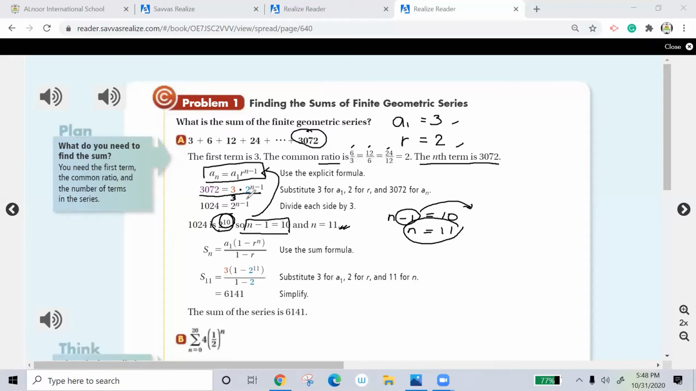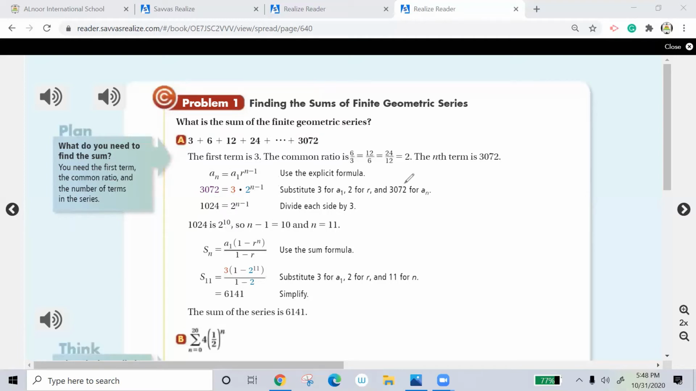So it means this series 3 plus 6 plus 12 plus 24 plus and so on up to 3,072 has the sum of 6,141. So it means the sum of the series is 6,141. Okay, next, letter B.